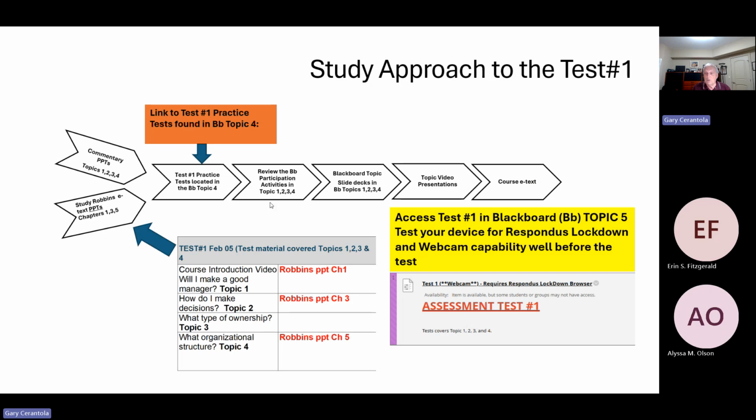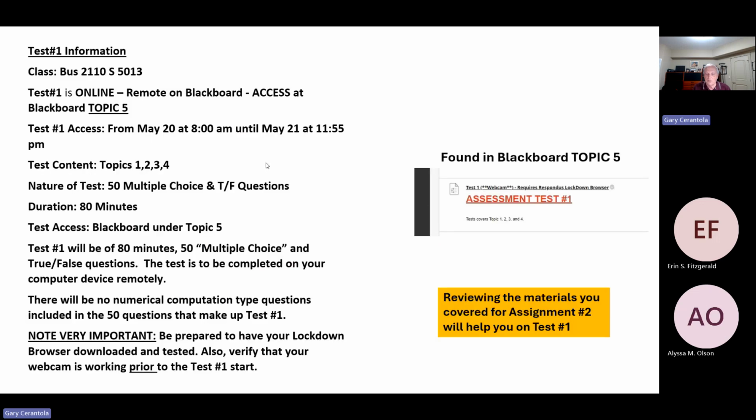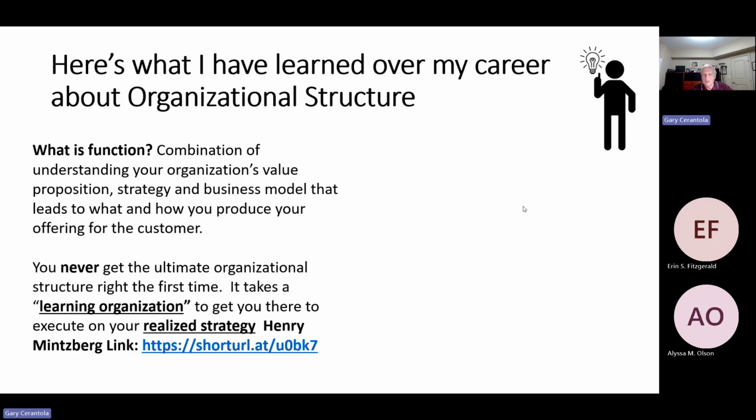Okay, and then review the Blackboard participation activities and look at the slide decks in each of those topics on Blackboard. And then if you need more specific information, you can always go to the video presentations that are there. And then read the chapters of the course e-text on Blackboard, through Blackboard to Pearson. Okay, so that's that piece. Again, if you have any questions, please get them out to me early by email, and you'll be able to get an answer directly from me at my RDP email.